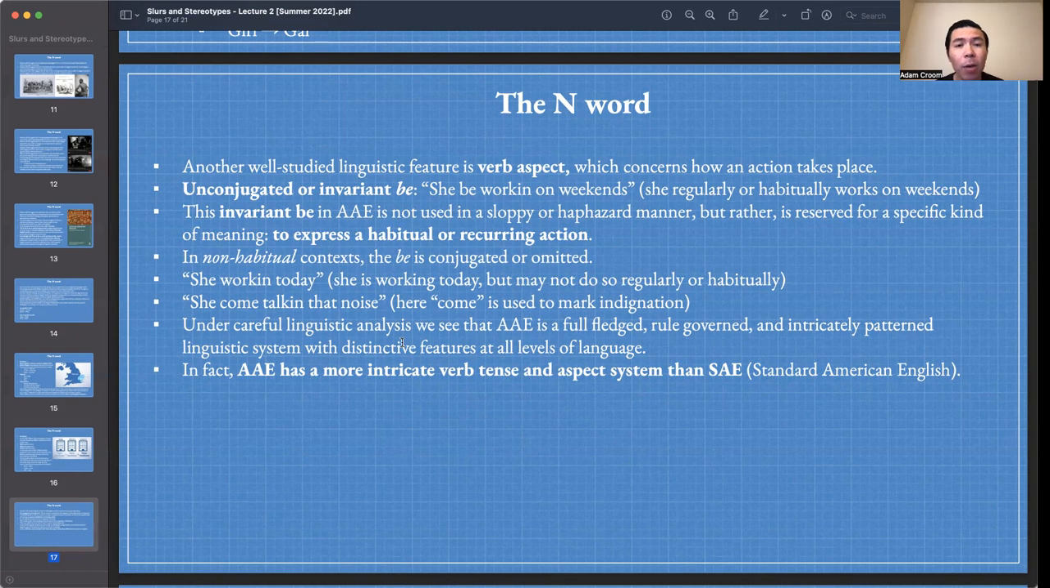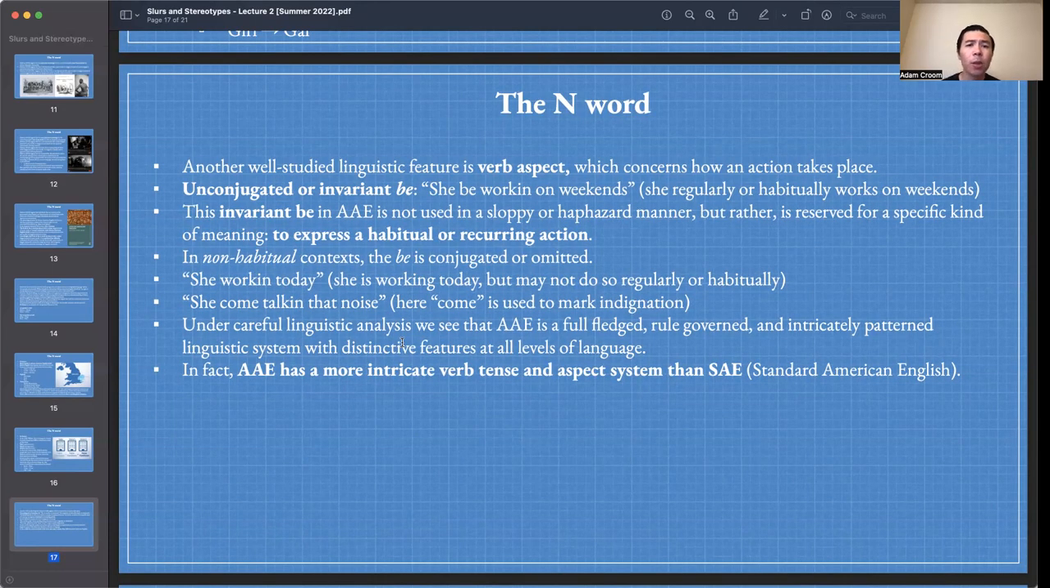And what unconjugated or invariant be means is that the agent here, she, is doing this regularly or habitually. Okay, so if I say she working today, that means she's just working today, right? Maybe she usually doesn't work today, but she got called in to work today, so she working today. But if I say she be working on weekends, that's used to indicate that she does this regularly or habitually. Maybe it's been part of her routine schedule for the last 30 years that she works every weekend. Maybe she's a nurse, so she be working on weekends. Okay, regular or habitual action here.